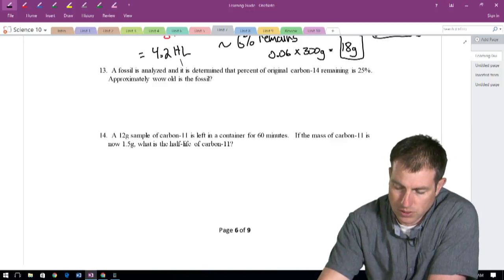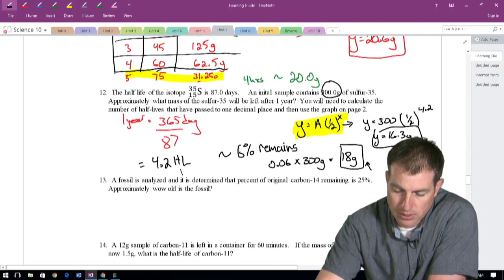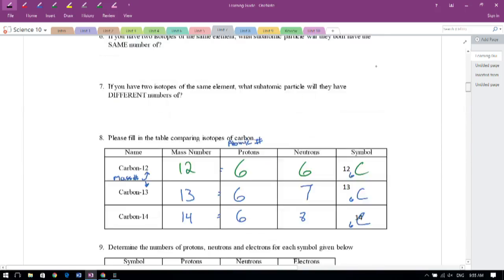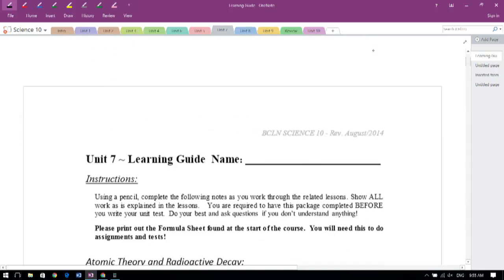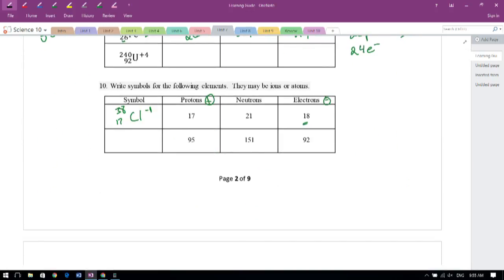Why are they different answers? The reason they're different is because I used a chart to estimate this one, and then this one I calculated. The reason I estimated is because it says use the graph on page 2, but I don't know what graph it's talking about because page 2 doesn't have a graph on it. So I did my best with the information I had.